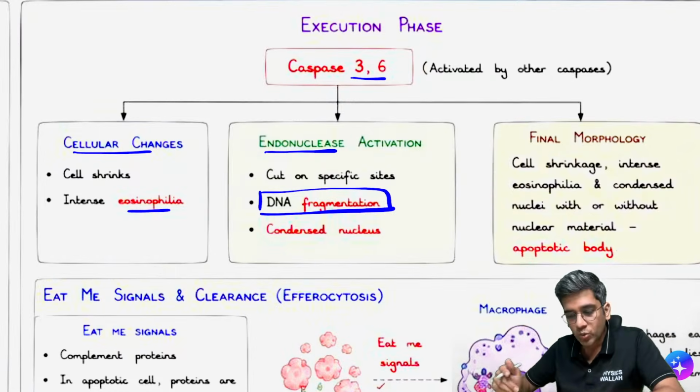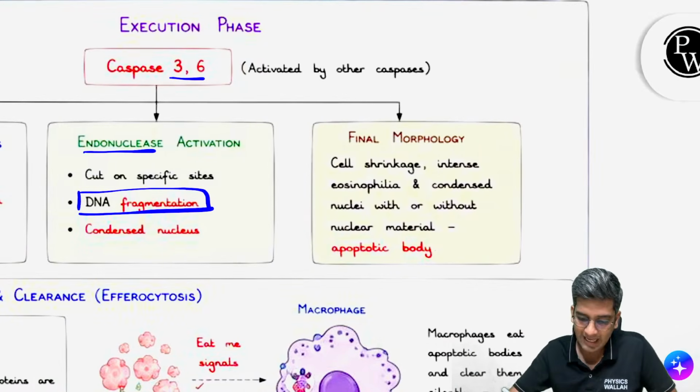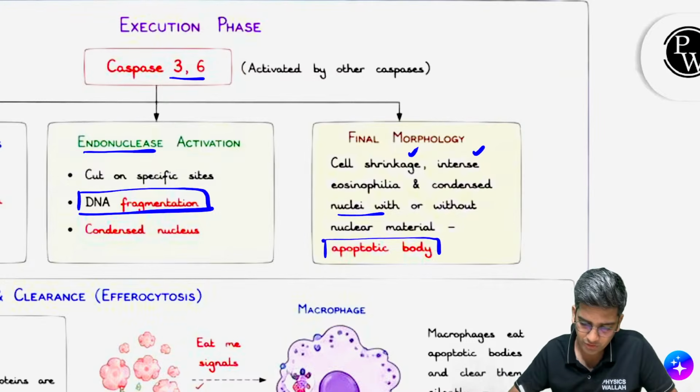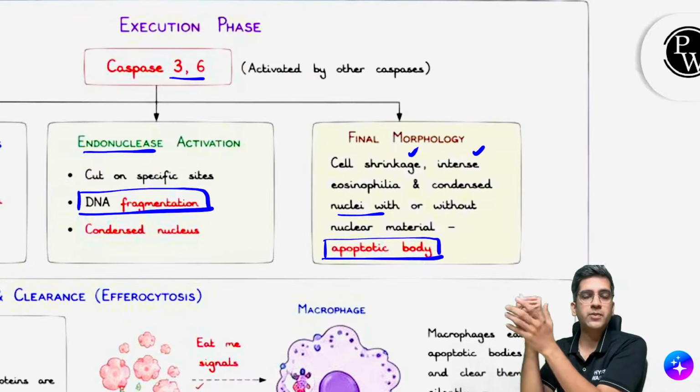I'll explain that time. Endonuclease cuts at palindromic sites. It does not destroy the nucleus. Remember restriction endonuclease. So it will cause DNA fragmentation. Fragmentation results in a condensed nucleus, heterochromatin, non-functional nucleus. That's all. So what I'll see finally is a shrunken cell, intense eosinophilia, condensed nucleus, with or without other material. That's what we call an apoptotic body. That's the final outcome of apoptosis.